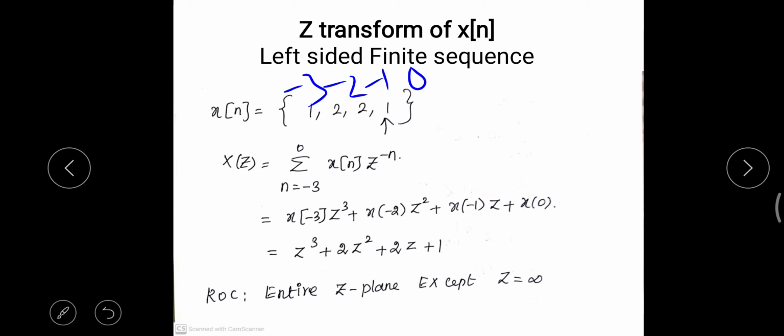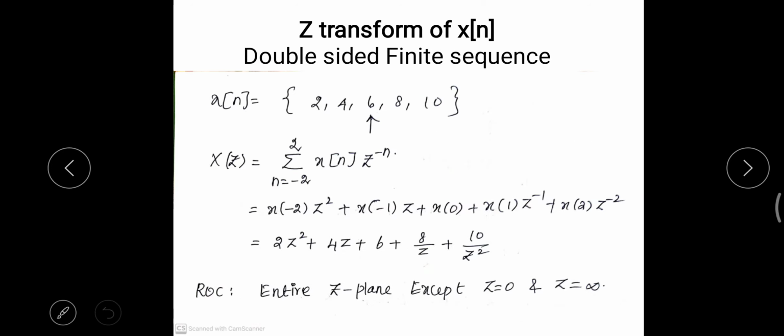So now I have to conclude what my region of convergence is for the obtained x of z. I can take any value of z except z is equal to infinity. If I take z is equal to infinity, my x of z is not defined. So I should not take z is equal to infinity. So for all left-hand-side finite sequences, the ROC is nothing but the entire z plane except z is equal to infinity.